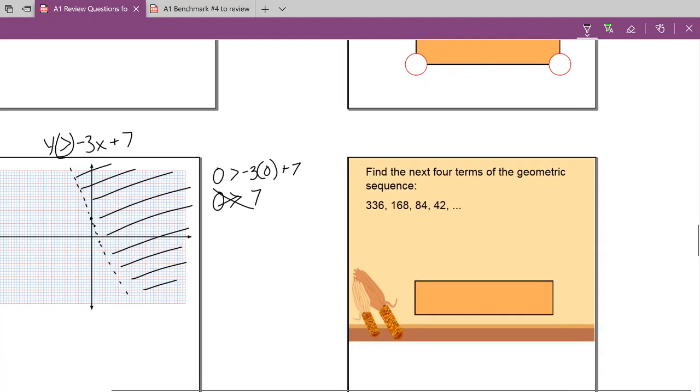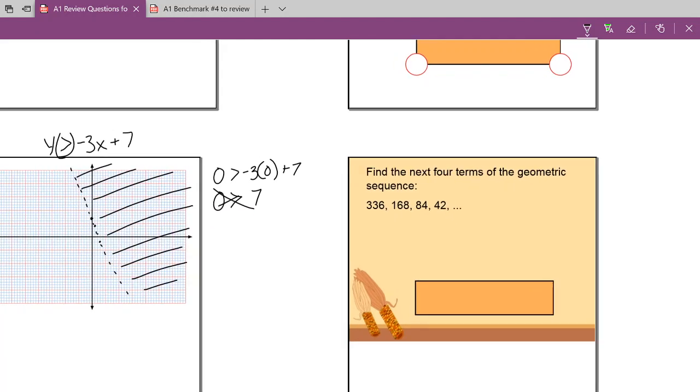All right, find the next 4 terms in the geometric sequence. Since we already know that this is a geometric sequence, what's nice about this is that we can find the ratio between the terms. We don't have to guess, is it geometric or is it arithmetic or is it neither?